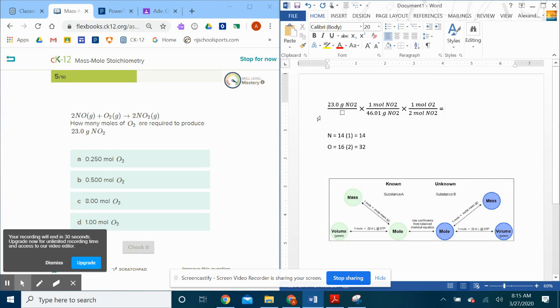Now, remember, all we have to do is multiply the top numbers and then divide by the bottom numbers. So 23 basically times 1 divided by 46 times 1 divided by 2. Hey Google, what's 23 divided by 46 divided by 2? And we get 0.25. And that's what your answer is.